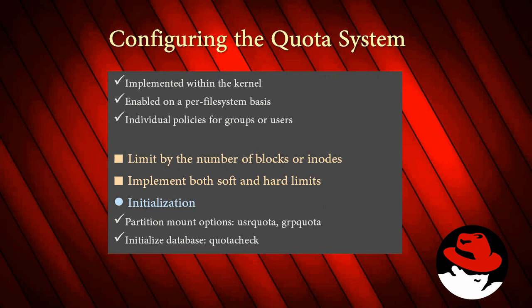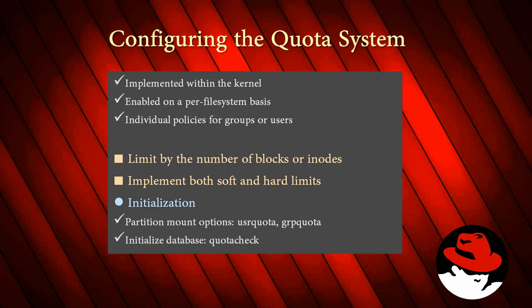We have to configure the quota system, which is implemented within the kernel. It is enabled on a per file system basis. There are individual policies for groups and users. It limits by the number of blocks or inodes. Inodes are the table for files and directories in the system. It implements both soft and hard limits.